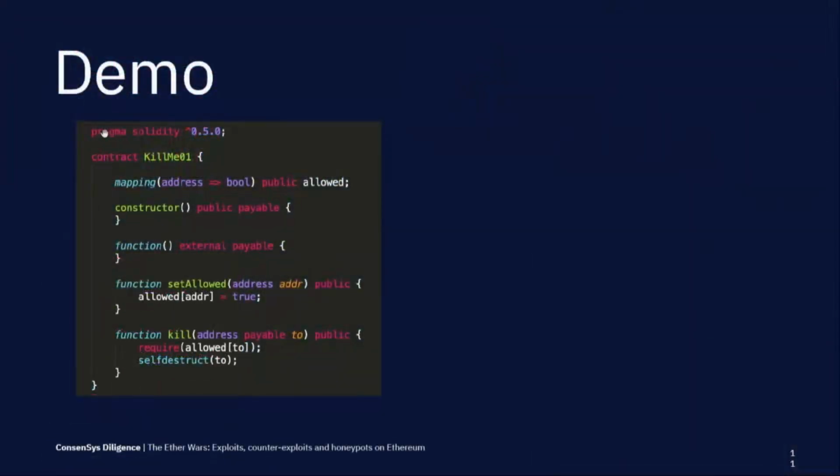So this is a killable smart contract, and it has a kill function that calls self-destruct, and there's one prerequisite that we have to fulfill. You need to be in the map of allowed addresses that are allowed to kill the contract, right? So you have to call a sequence of transactions. The first one is set allow, to set this mapping to true, and then you need to call kill. This might look like a very simple demo, but that's actually something that happened in practice.